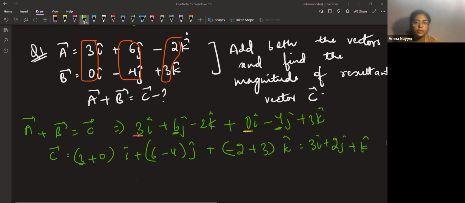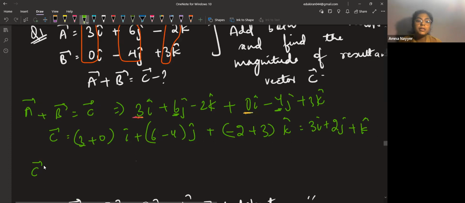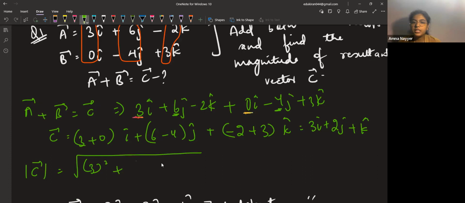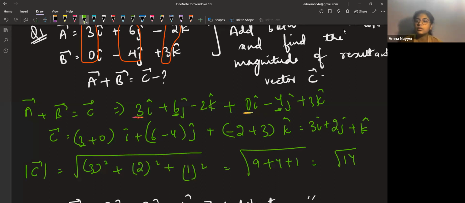Sarah is also now getting root 14. Okay, I think you people have neglected the minus sign. That's why the answers were getting huge, right? 6 plus 4 or maybe like this. Then magnitude is being asked. This is also not the answer. 3I cap plus 2J cap plus K cap. So 3 square plus coefficient here 2 square plus coefficient of K cap is 1 square. So this becomes 9 plus 4 plus 1. That becomes root 14. So root 14 is the answer.